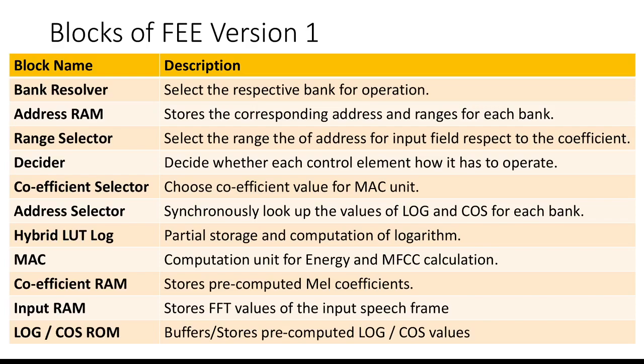Coefficient selector chooses coefficient value for the MAC unit. Address selector synchronously looks up the values of log and cos for each bank. Hybrid LUT log: partial storage and computation of logarithm. MAC: computation unit for energy and MFCC calculation. Coefficient RAM stores pre-computed Mel coefficients. Input RAM stores FFT values of the input speech frame. Log or cos ROM buffers store pre-computed log or cos values.